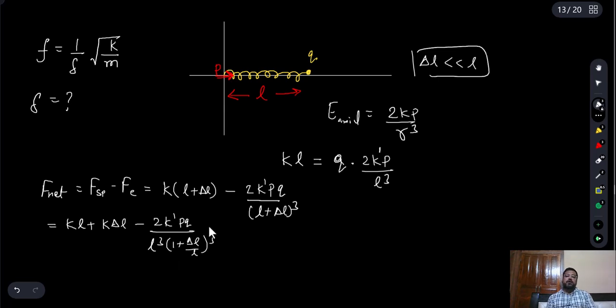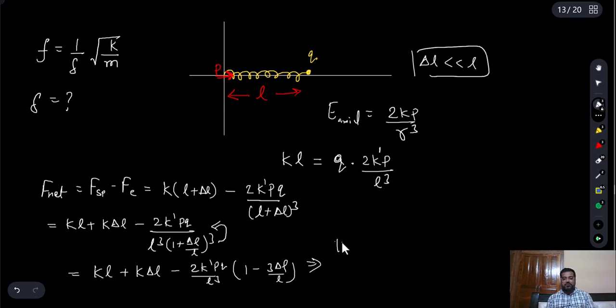Now you shift this to the numerator, and since delta L is very much less than L, you can expand this expression binomially. So the effective expression comes out to be 2K dash PQ by L cube times 1 minus 3 delta L by L. If you further solve it, this comes out to be KL plus K delta L minus 2K dash PQ by L cube minus 2K dash PQ by L cube times 3 delta L by L.